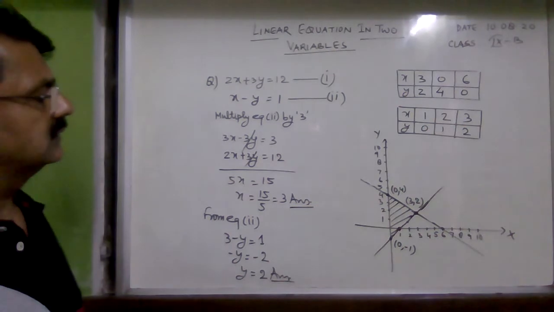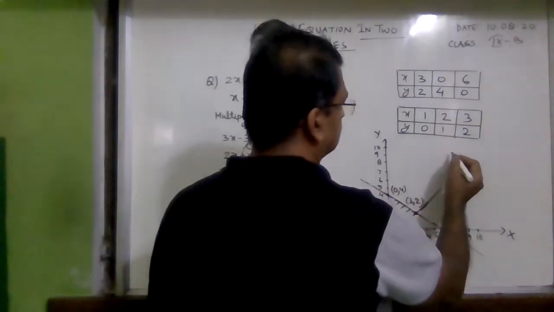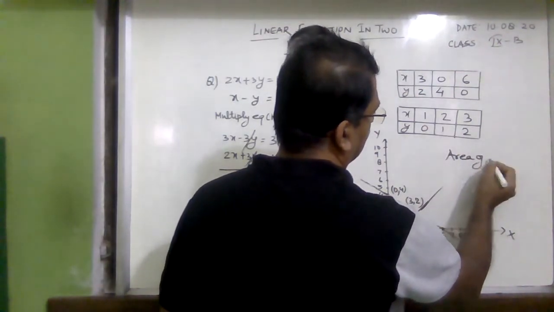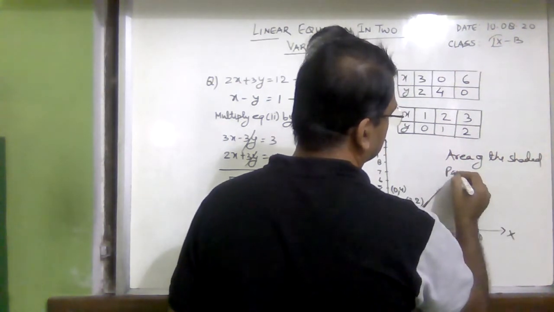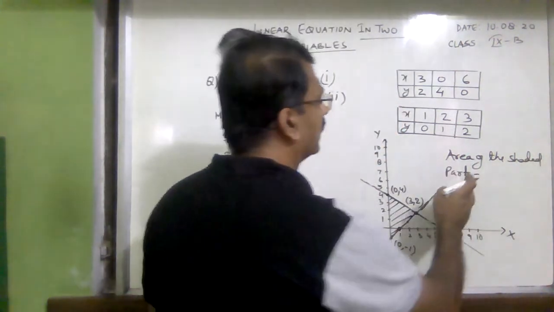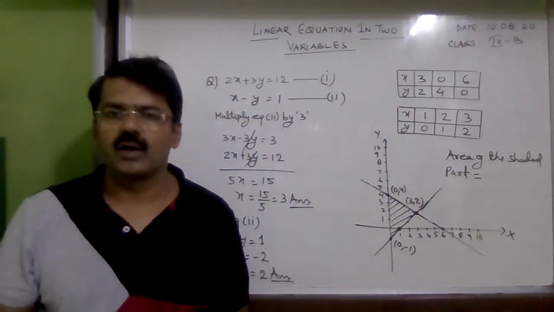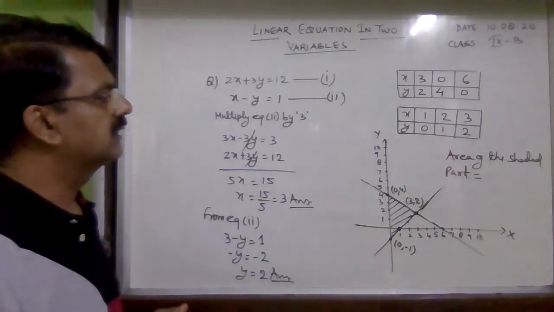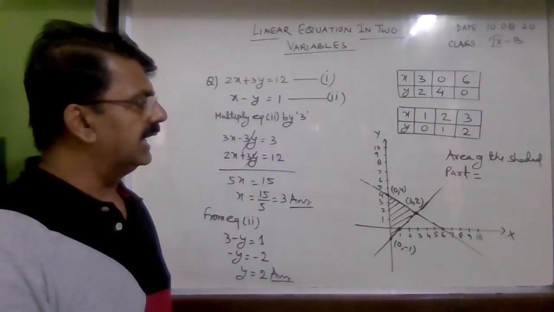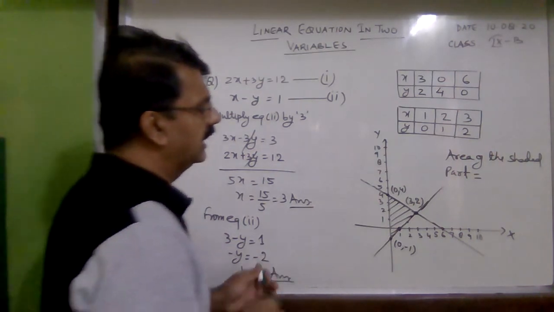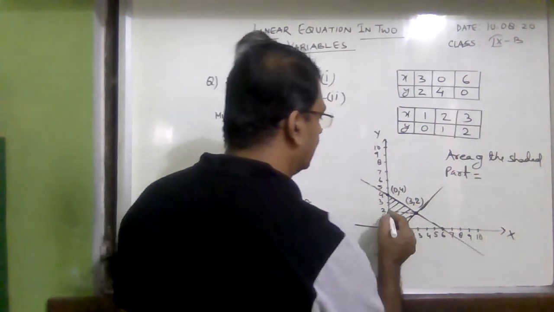Clear? Now, if you want to find the area of the triangle, area of the shaded part, you see, you divide the triangle in two triangles, okay, like this.